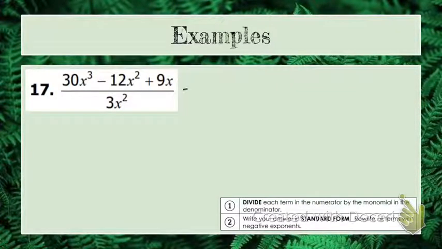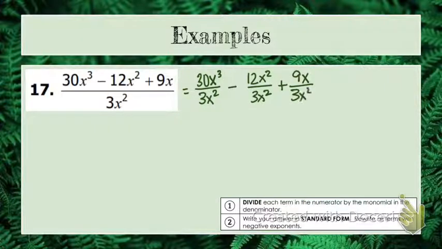Okay, last example. 30x cubed over 3x squared minus 12x squared over 3x squared plus 9x over 3x squared. All right, this is going to give us 10x minus 4, because anything over itself is 1, plus 9 over 3 is 3. Now remember, we subtract the bottom from the top. So 1 minus 2 is negative 1. So we're going to have x to the negative 1 power.